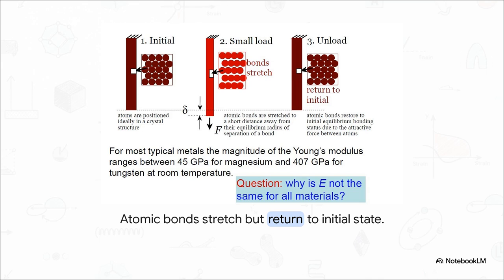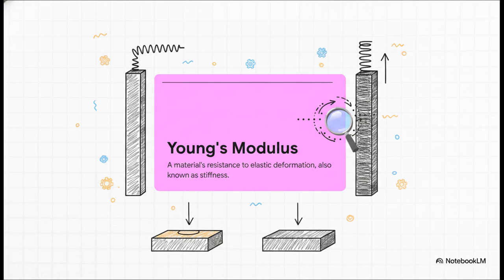It's completely temporary. But obviously, not all materials stretch the same way. A rubber band behaves differently than a steel cable. This is where Young's modulus comes in. You can basically think of it as a material's stiffness score. Represented by the letter E in Hooke's law, it measures how well a material resists elastic deformation. The greater the modulus, the stiffer the material. To put that into perspective, a relatively soft metal like magnesium has a Young's modulus of about 45 gigapascals. But a highly resistant, super stiff metal like tungsten sits way up at 407 gigapascals.